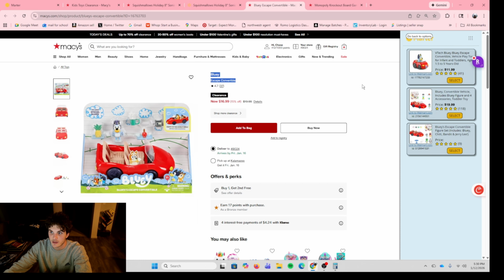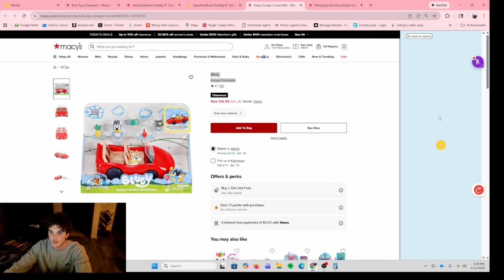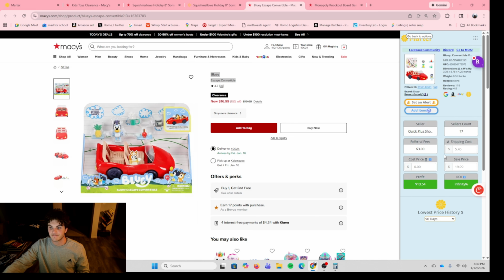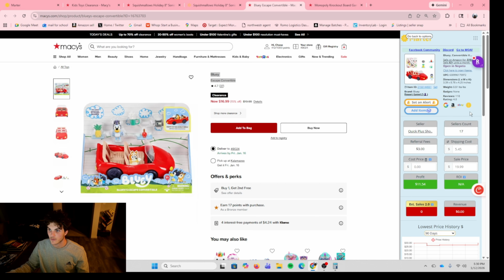Okay, let's see. Is there a listing? Let's open up both of these. It's kind of hard to tell with the pictures that we have. Let's open it up in Walmart.